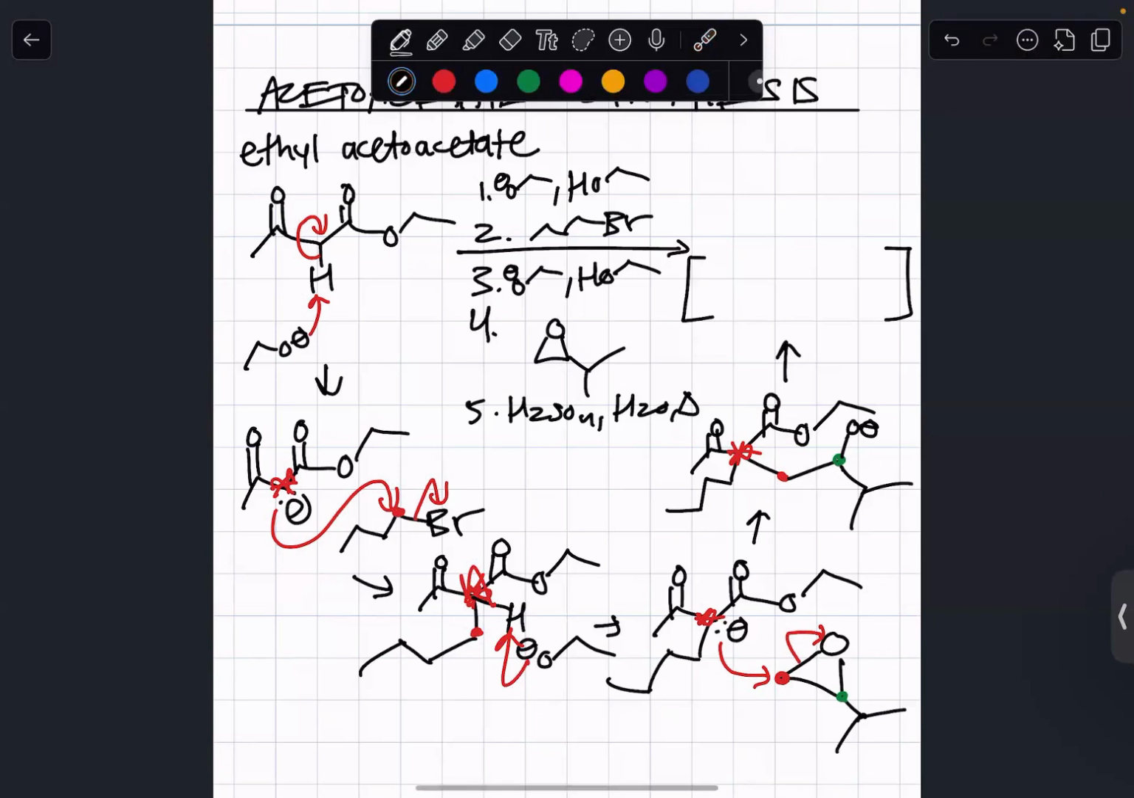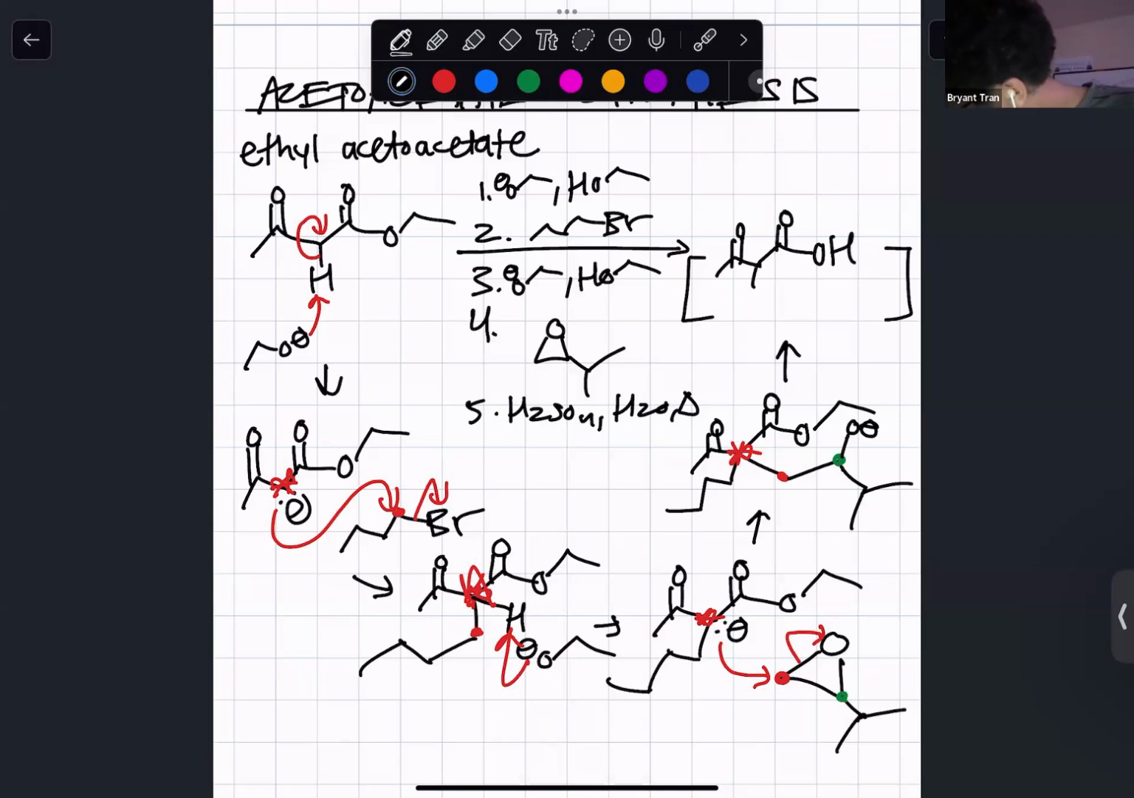Hydrolysis. Hydrolysis of the ester into the carboxylic acid. And after that, we're gonna get this intermediate right here. But because we have heat, something else is gonna happen as well. Decarboxylation. Yes, decarboxylation.